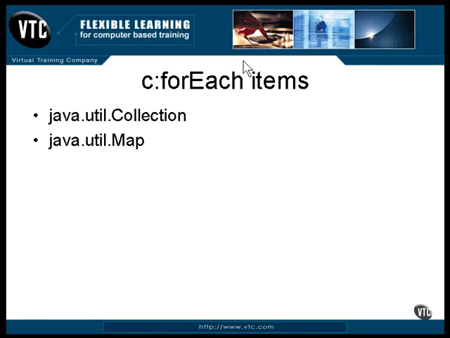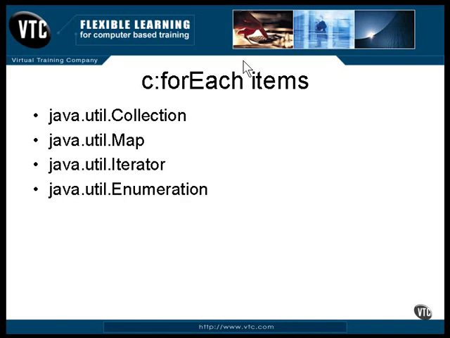The map object is the one that was used in the previous example. It returns a collection of entry objects, each of which contains a key and a value. Any class that implements the iterator interface has a method that can be used to repeatedly return the objects it contains, one at a time. Any class that implements the enumeration interface also has a method that can be used to repeatedly return individual objects.